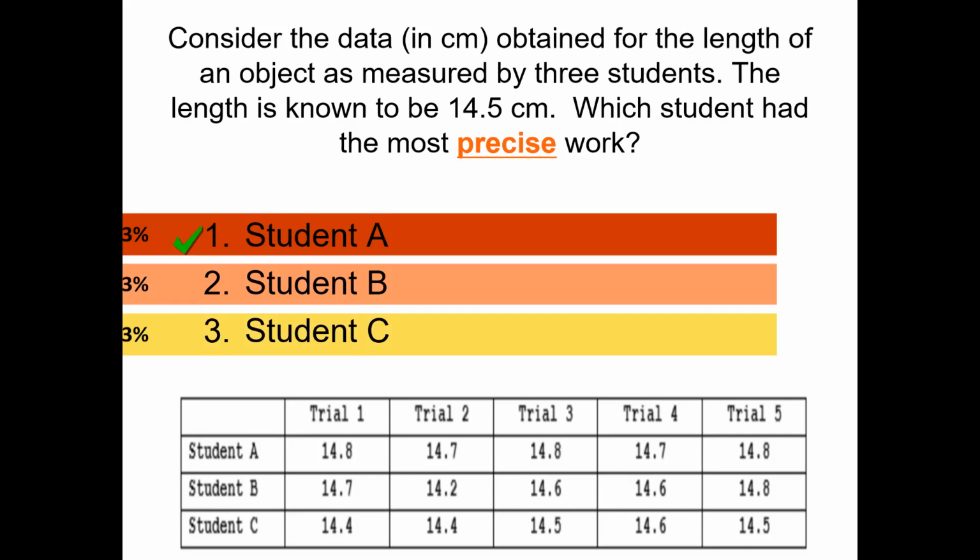Okay, what does precision mean once again? Precision means how repeatable it is. Has nothing to do with how accurate, right? It has to do with how close their own measurements are. And if you look at student A, even though their numbers are off, they're close to each other. They're only 0.1%, right? 0.1% from each other.